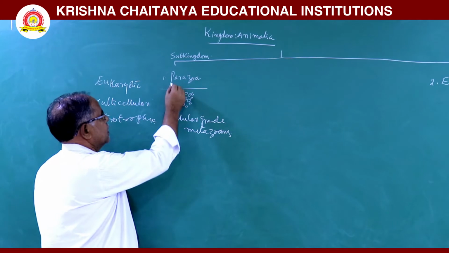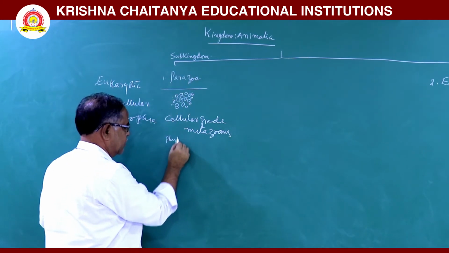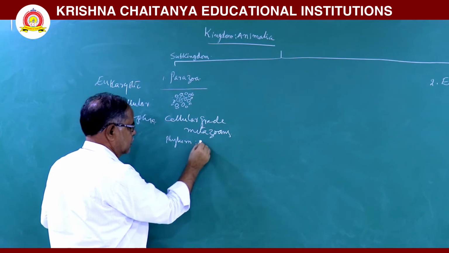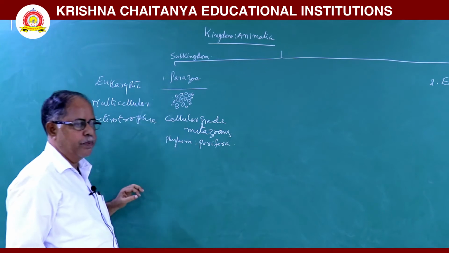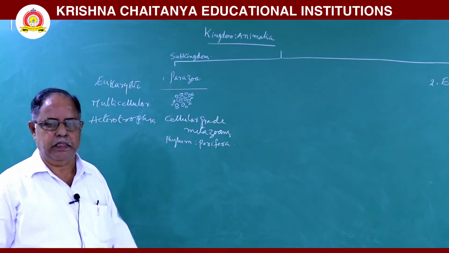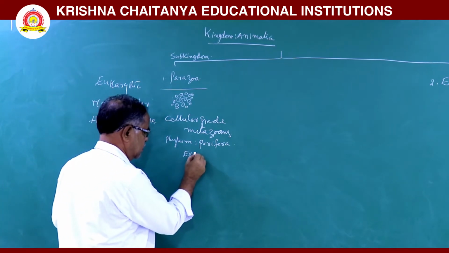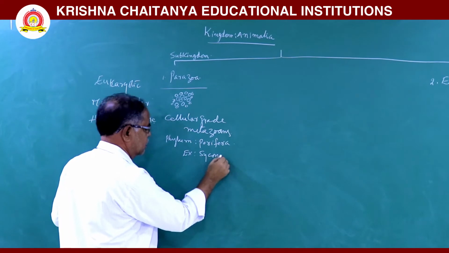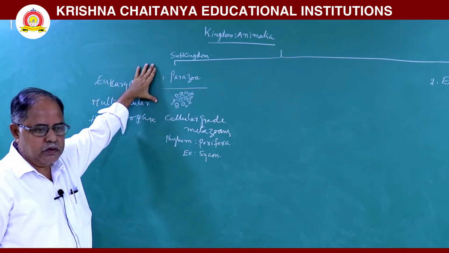In this subkingdom Parazoa, one phylum is included. That phylum is Porifera. Porifera means pore-bearing animals. For example, Sycon. This is about subkingdom Parazoa.